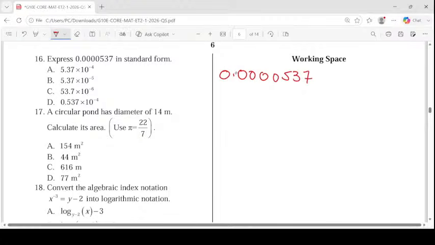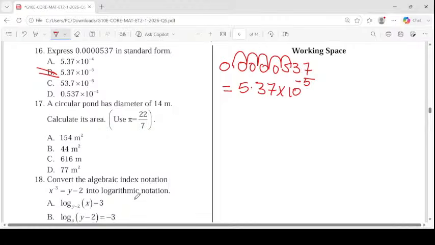0.0000537. So this will be 1, 2, 3, 4, 5. This exactly becomes 5.37 times 10, because I've moved to the right, times 10 to the power of -5, which makes choice B for boy the correct answer there.